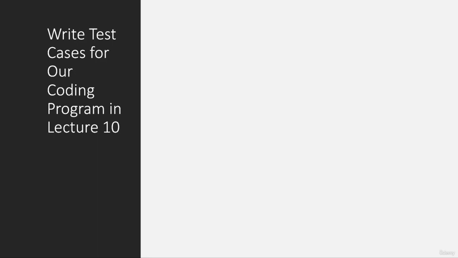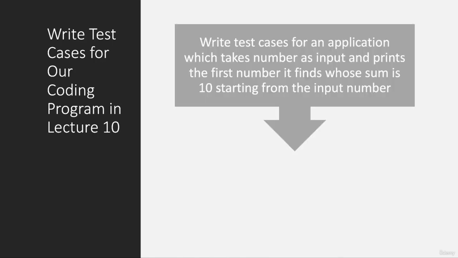So let us understand that particular program again, and then I'm going to ask you to write test cases before moving on to the next lecture. So here's our original program and how the problem statement will be put to you. Write test cases for an application which takes a number as an input and prints the first number it finds whose sum is 10 starting from the input number. This problem statement is exactly the same as the one we discussed in lecture 10. It is just that I have changed the wording to make it look like a test case writing scenario.